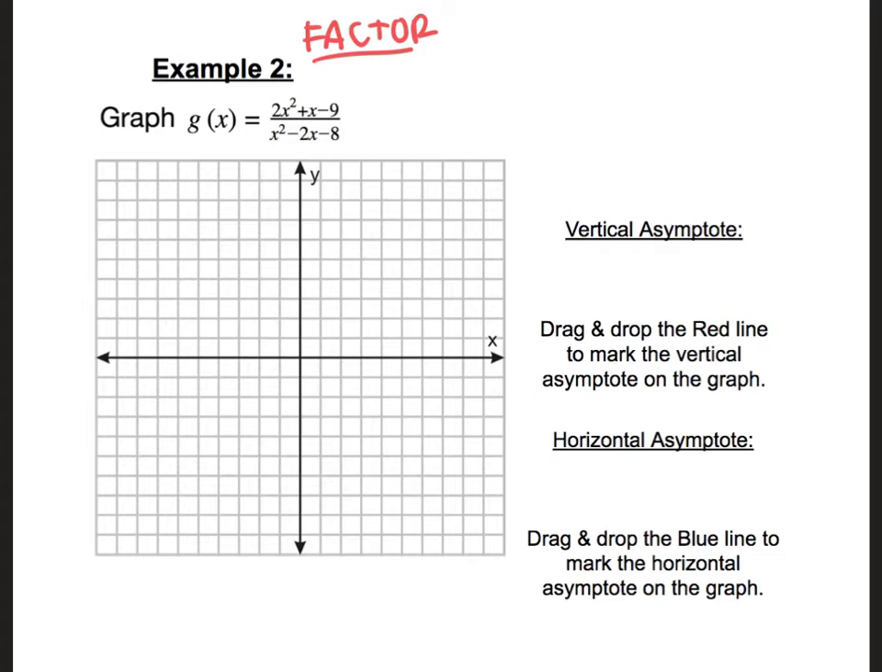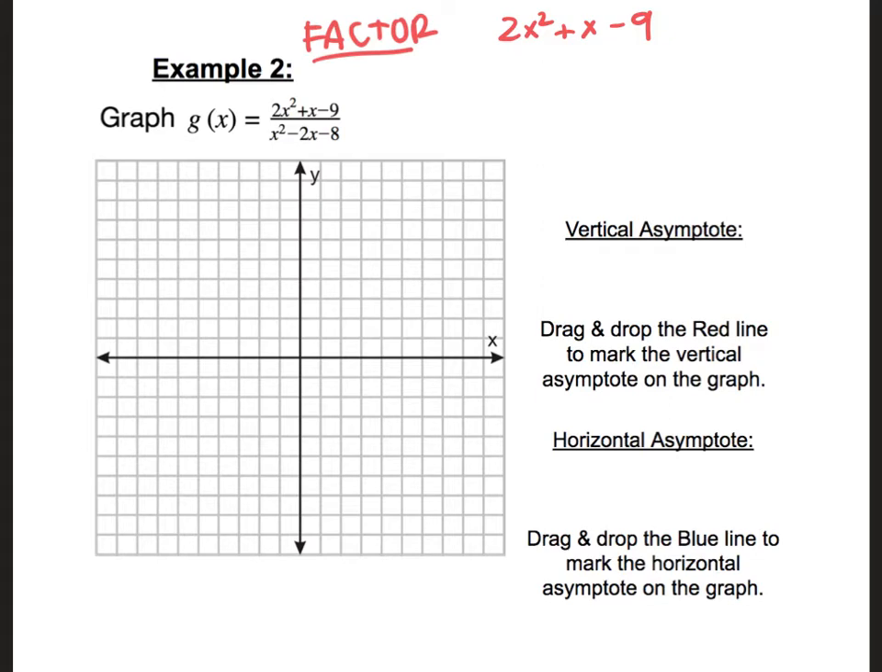Let's start with the top, the numerator. When I look at that, we have 2x squared plus x minus 9. First, I'm going to check for a GCF. I can't take anything out of there. I can't divide 2, 1, and 9 by a number that's bigger than 1. So that means we're going to have to do slide and divide, which I know is probably not your favorite, but that's what we got to do.